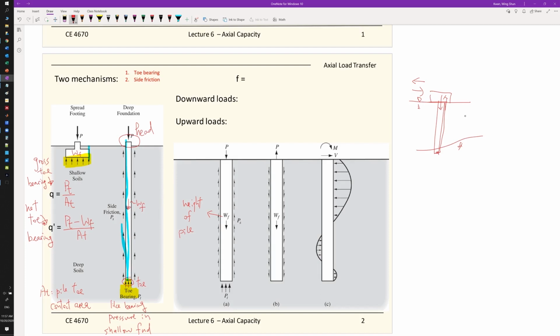And for side friction, the side friction to calculate will be equal to the side force divided by the side area in contact. So P sub S is the side force, and A sub S is the side contact area.